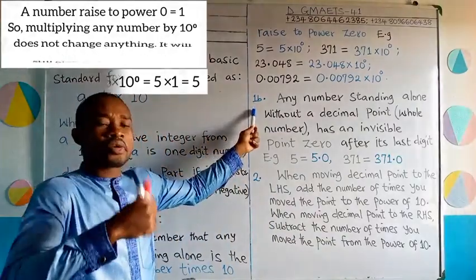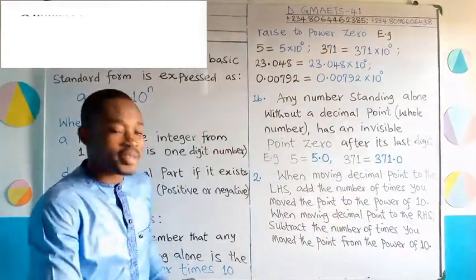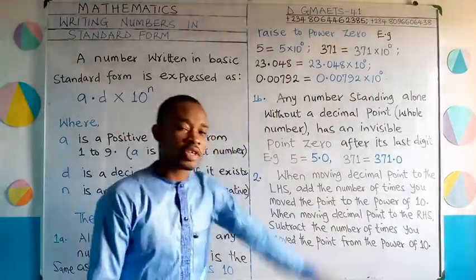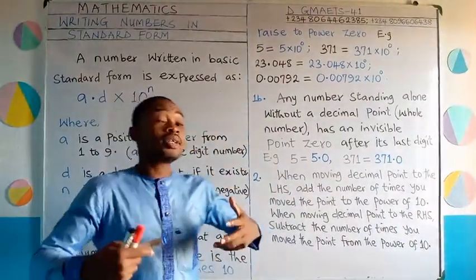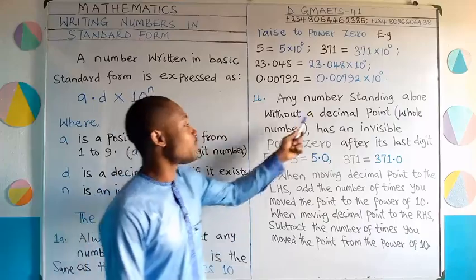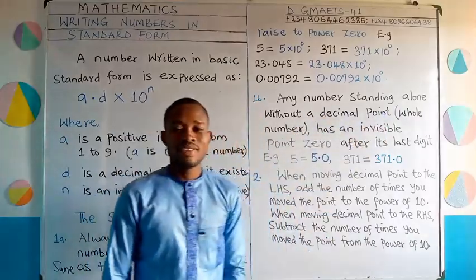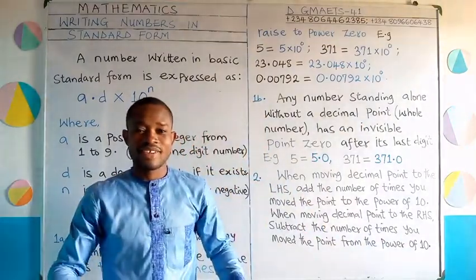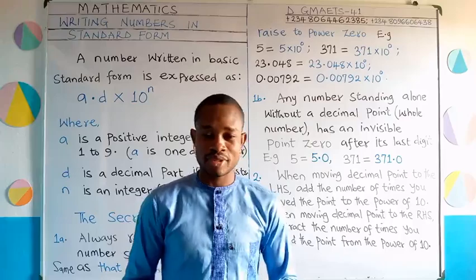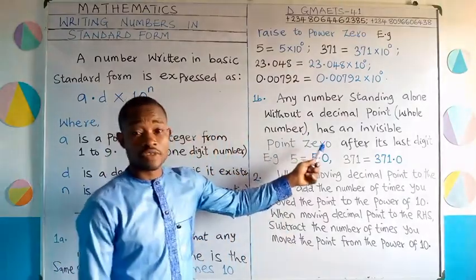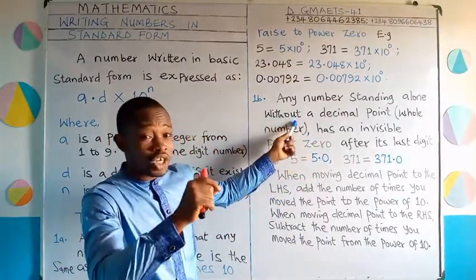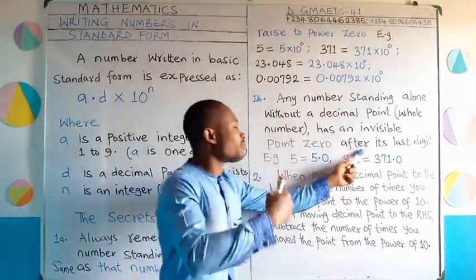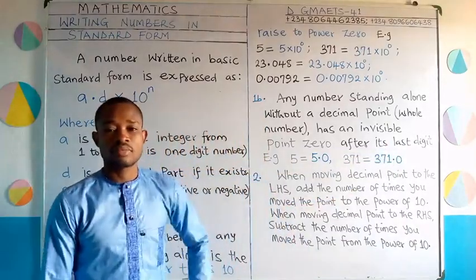Now, under that secret number 1, I have 1B. So I'm taking this as secret number 1A. In 1B, what are you expected to know? Any number standing alone without a decimal point is a whole number. You should take note of this: such a number has an invisible point 0 after its last digit.